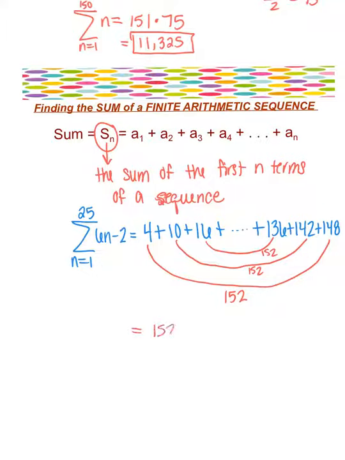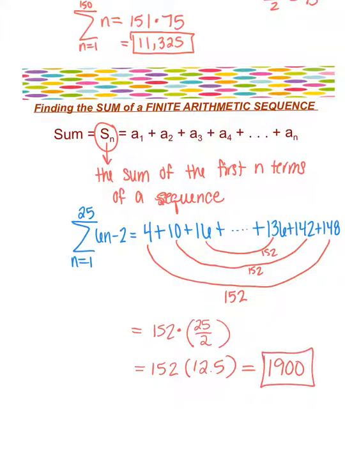So I have 152 times, now how many pairs do I have? Well, I have 25 terms. So I have to take 25 and divide that by 2. So I have 152 times 12.5 total terms. So when I multiply this out, I get 1,900. Boy, I'm glad I did not just try and add that up on my own. So this would be like S sub 25, the sum of the first 25 terms of a sequence. So there we go, problem solved.